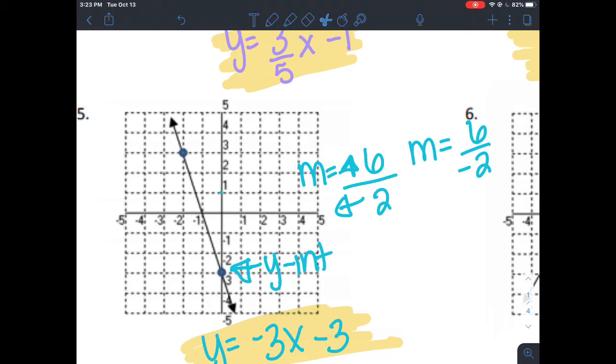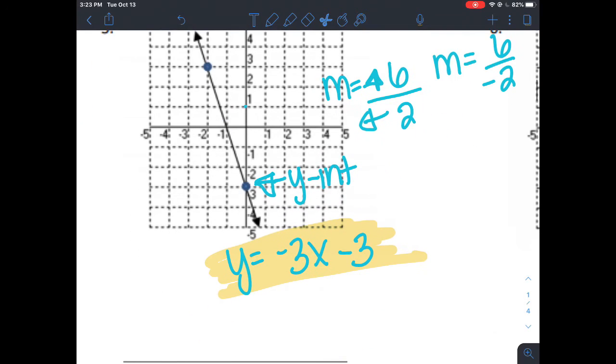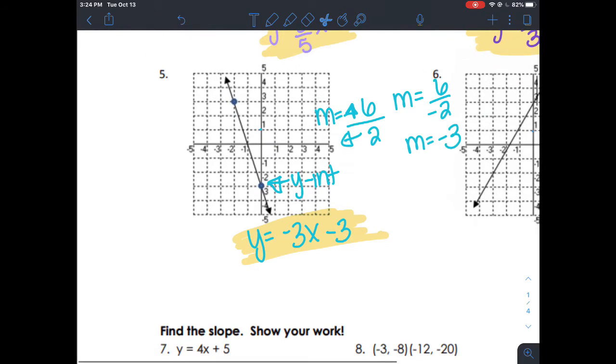Your negative just would have been on the top instead of the bottom, but in the end, it doesn't matter. 6 divided by negative 2 is negative 3. Please reduce your fractions. So your slope is negative 3, and your y-intercept is also negative 3. So y equals negative 3x minus 3.